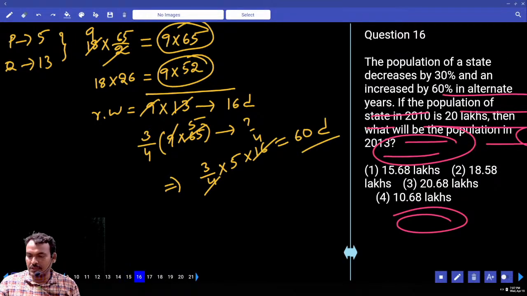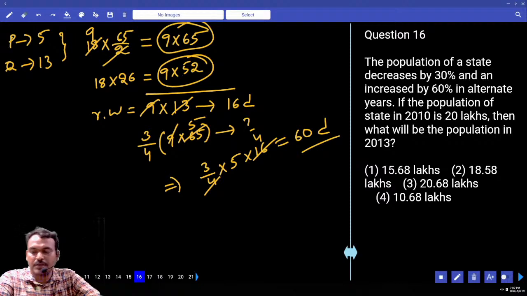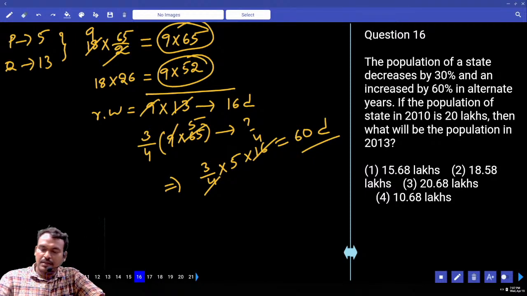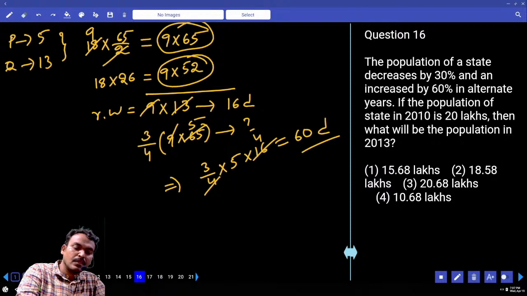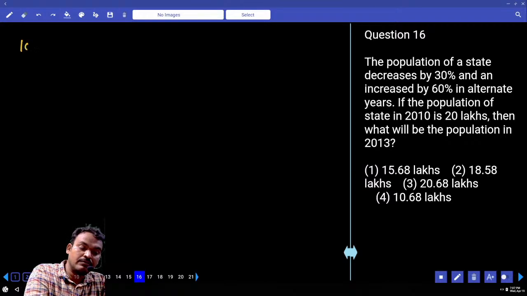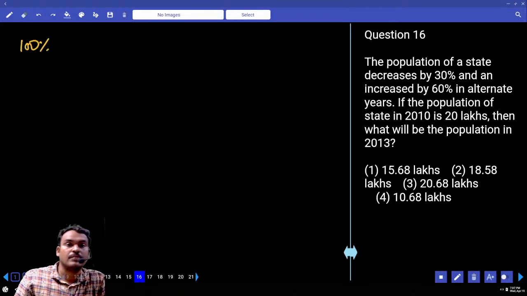Next question number 16. The population of a state is decreased by 30% and increased by 60% in alternate years. If the population of the state in 2010 is 20 lakhs, then what will be the population in 2013? First 2010. In 2010 we consider 100%.